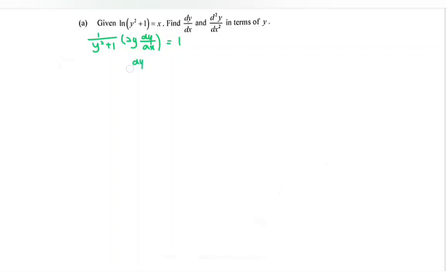So we have dy/dx equals y squared plus 1 over 2y. So that is the dy/dx. Or we may rewrite it as y over 2 plus 1 over 2y. Next, focus on the second derivative.